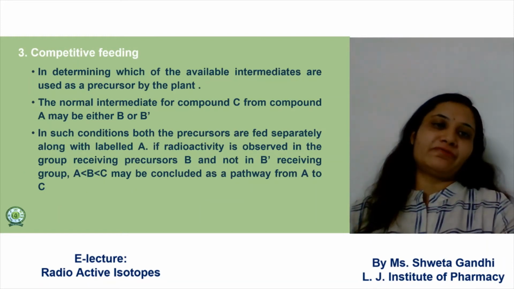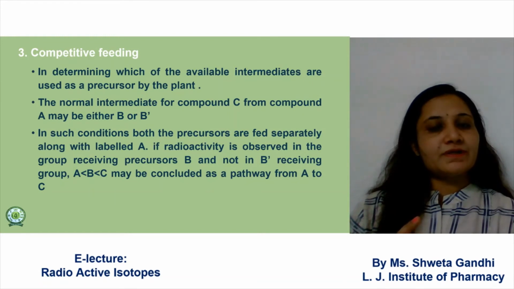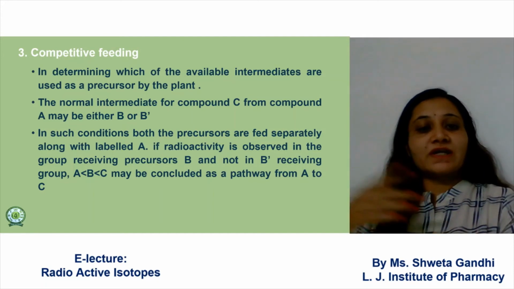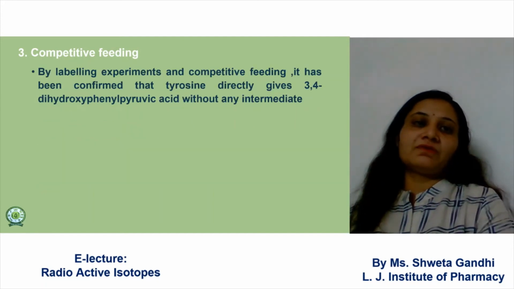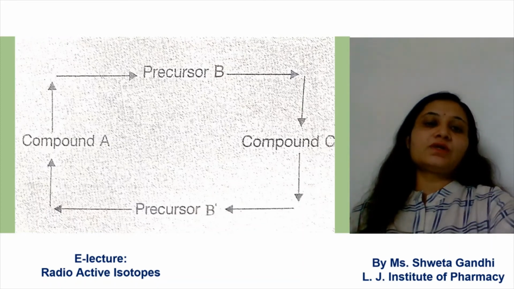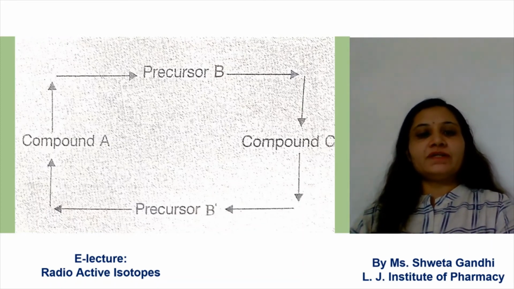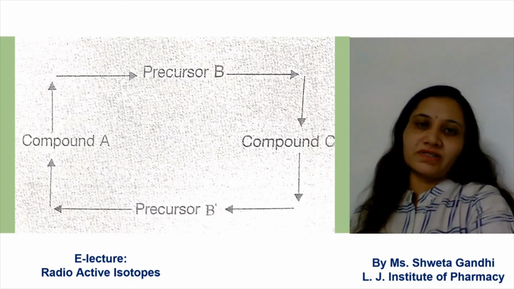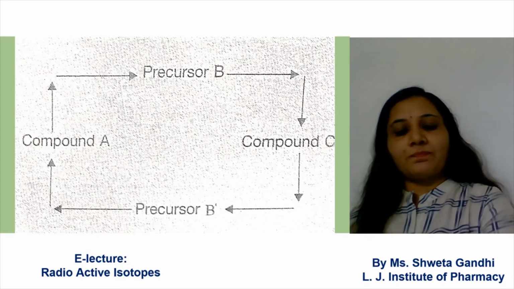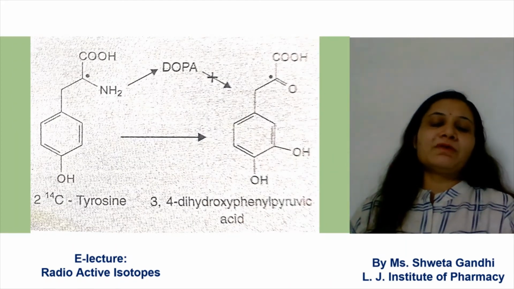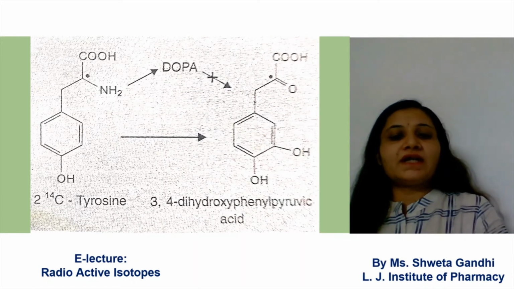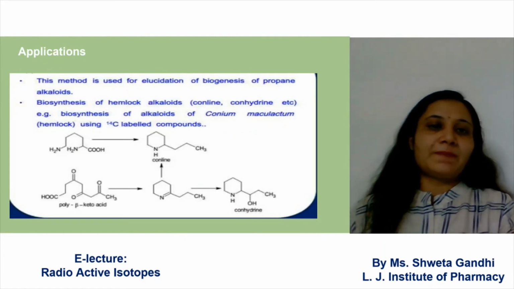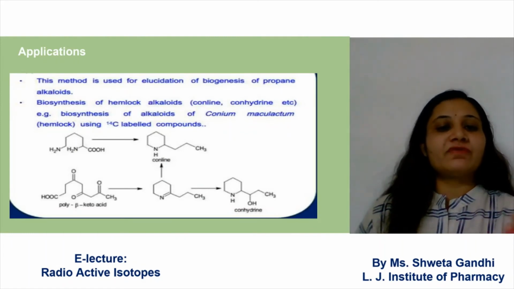Next is competitive feeding. In competitive feeding, the normal intermediate from compound A to compound C may be either B or B dash. We can understand this well with a schematic diagram. From compound A or C, we get both precursors B and B dash, so competitive feeding is done. An example of competitive feeding is tyrosine, from which we can obtain 3,4-dihydroxyphenyl pyruvic acid. The applications are also given with different examples.